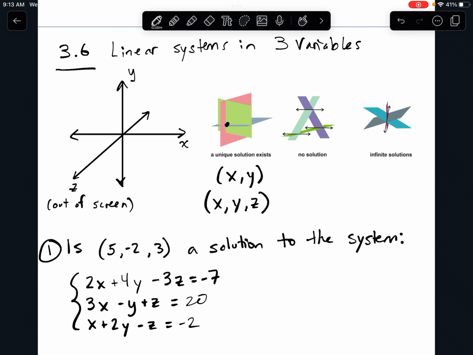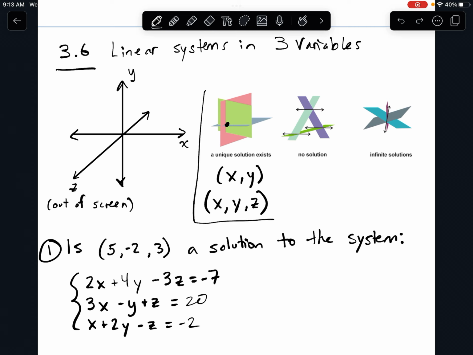You could also have a scenario where the planes have no solution. These three planes intersect at three unique places, and there's no place where all three of these planes have in common. The last possibility is if you have infinite solutions, and this would be the scenario where all three of your planes intersect at a single line. And so they have an infinite number of solutions because, again, a line is made up of an infinite number of points. All right, so there are three different possibilities here.